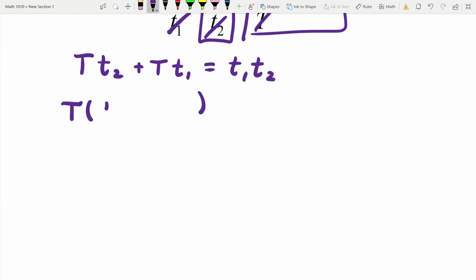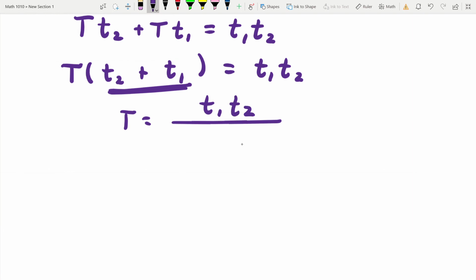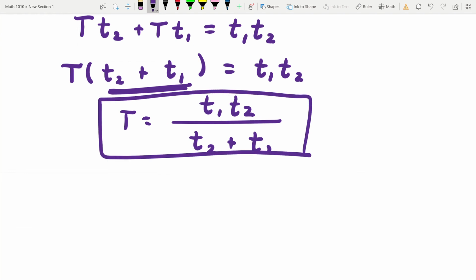And when you do, you're left with t sub 2 plus t sub 1 equals t sub 1 times t sub 2. Do you understand? Give me some feedback, yes or no? Yes? Okay. This is multiplied by the t. So to solve for t, you have to divide by that. So it's going to be t sub 1 times t sub 2 over t sub 2 plus t sub 1, and that's your answer. Okay?